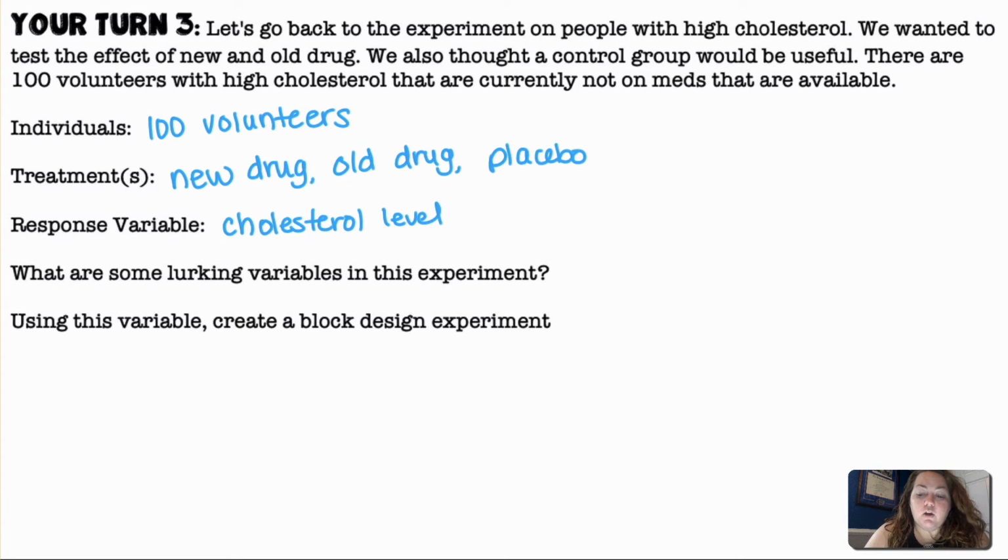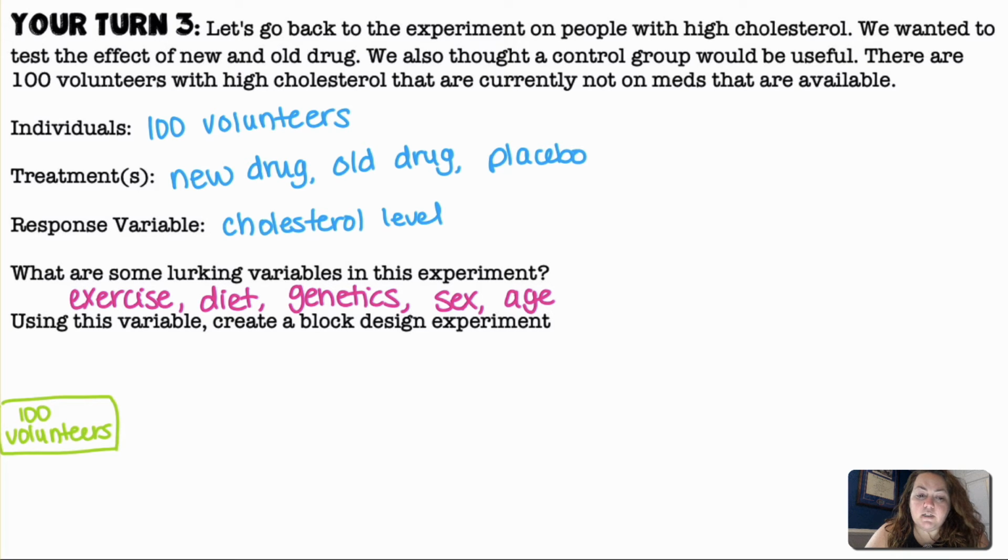What are some lurking variables in this experiment? So maybe their exercise level, their diet, their genetics, their sex, their age. Maybe all of those things might have some impact on the results. Using the variables, create a block design for this experiment.